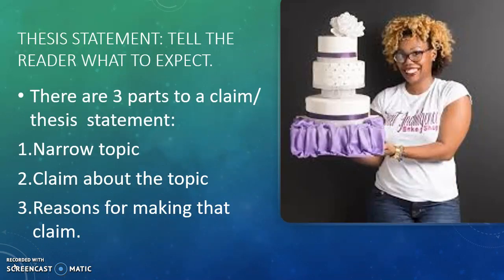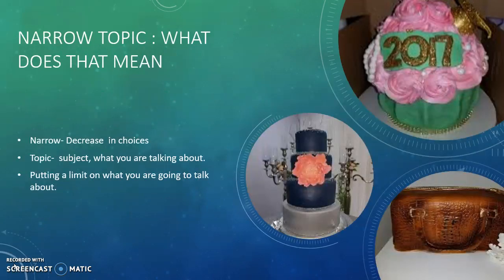So now you know your topic. Now, what's your claim? What's your opinion about that topic? Your opinion is going to consist of the claim. Your opinion is going to consist of a motif. So you've got to find a motif. You're going to have to find a theme that connects to your motif. And then you're going to have to determine how that theme and motif were revealed. So, understand: narrow topic, claim about the topic, reasons for making that claim.